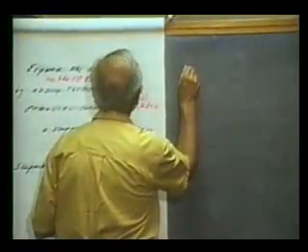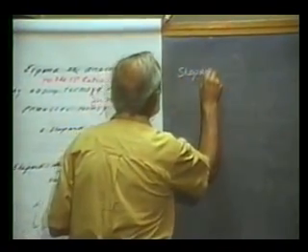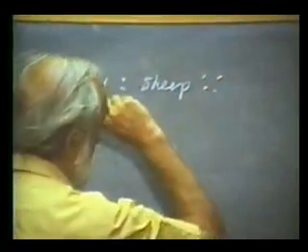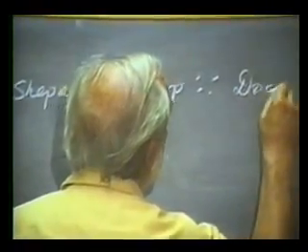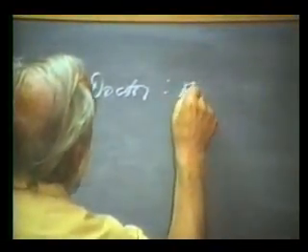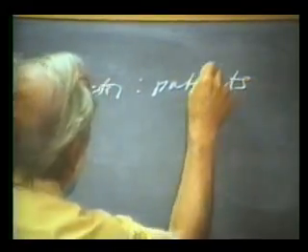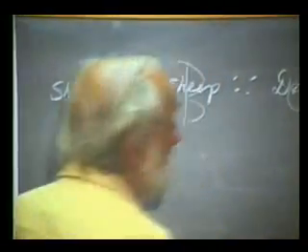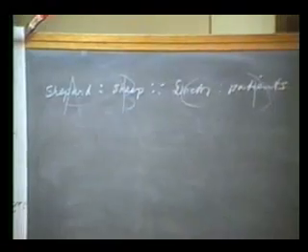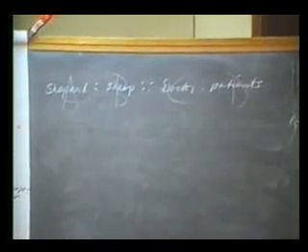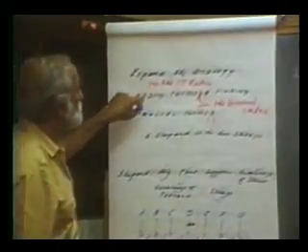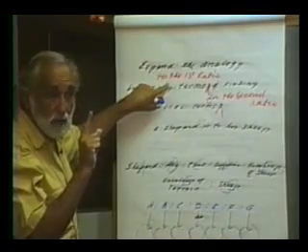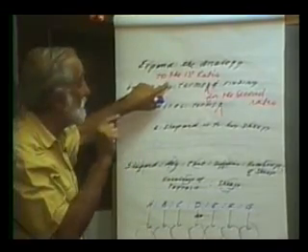I have my basic four terms. Shepherd is to his sheep as, what shall we use? A doctor is to his patients. Let's change it. All right, A is to B as C is to D. Now, what you must do is expand the analogy, add terms to the first ratio in a particular order, in a particular order.